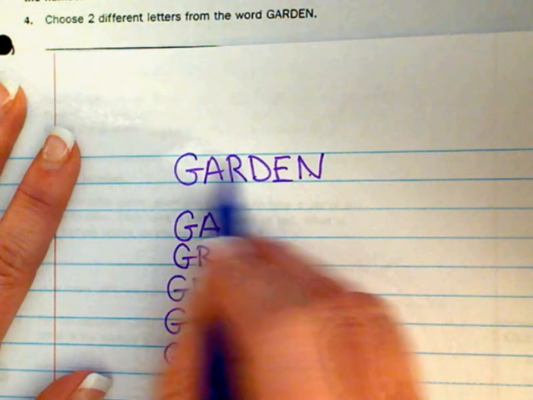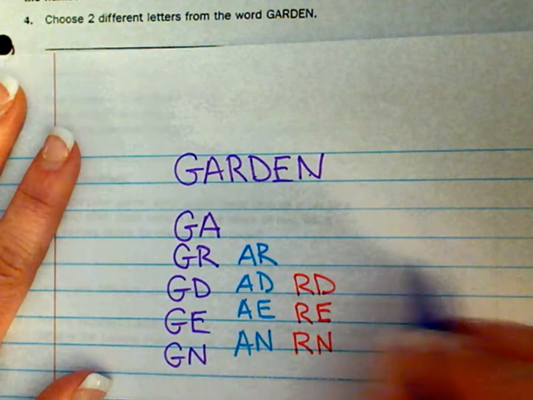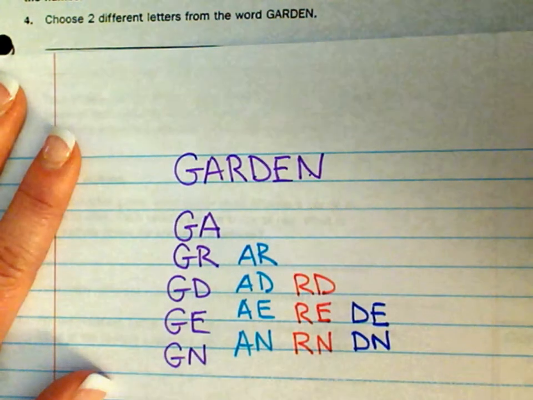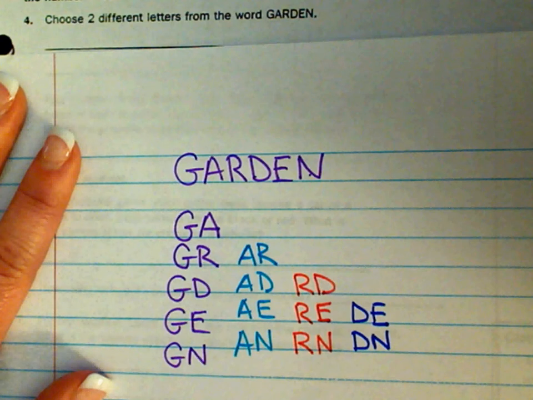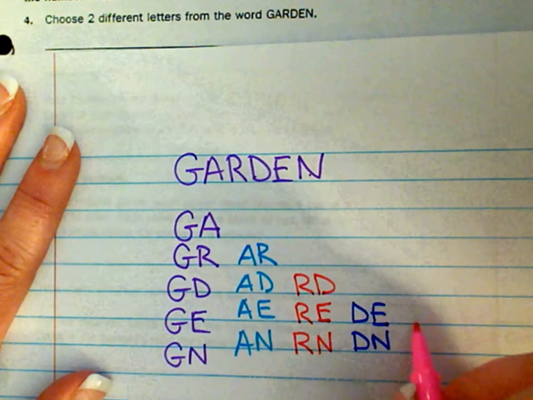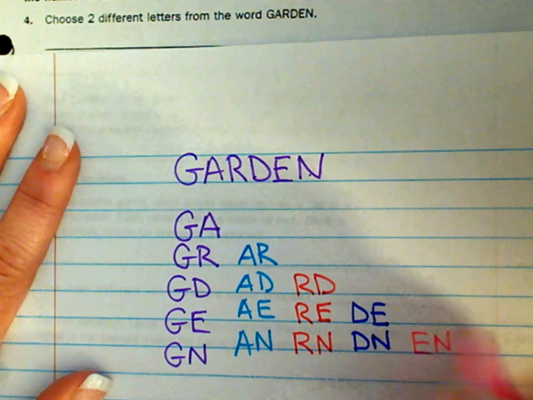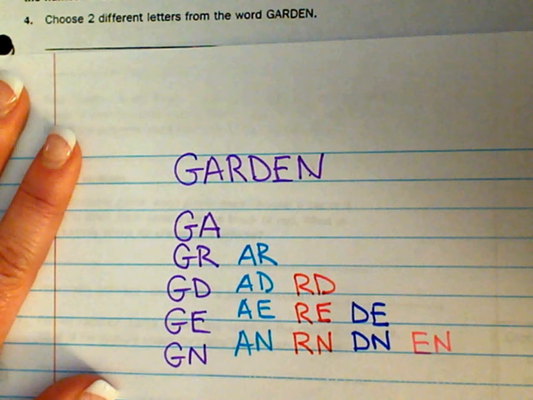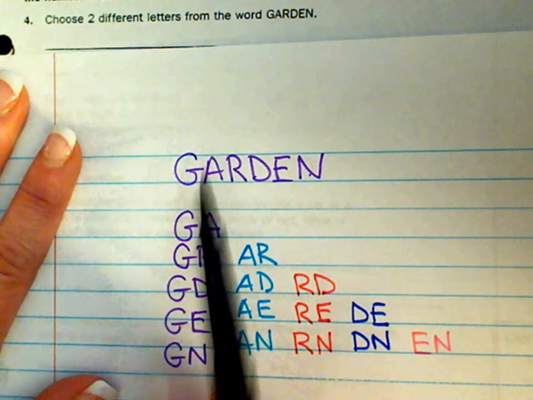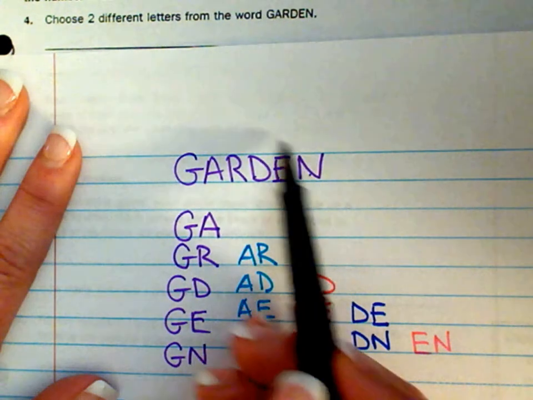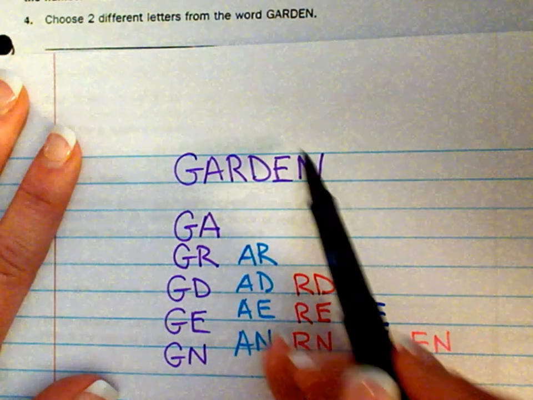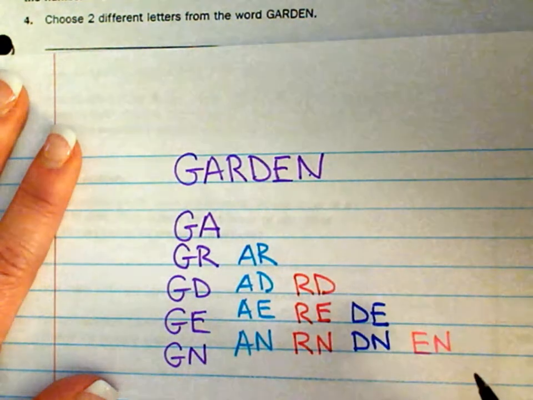Now that I'm done with R, I move on to D. Again, I can't go backwards, so I go forwards. DE and DN. Now I'm on E. I can't go back anyways, so I have to go forward. EN. My last letter is N, but if I go backwards, I already have NG, I already have NA, I already have NR, ND, and NE. So all of those would be duplicates.